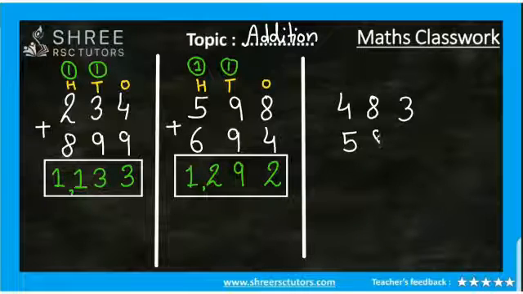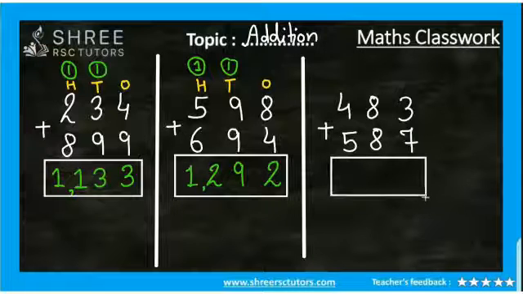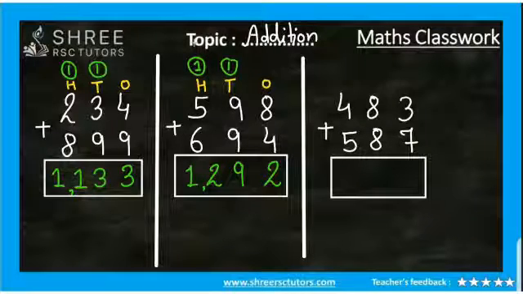Our next question is 483 and 587. Let's try to add this question. 483 and 587. Now, can you please tell me what will be the ones, tens and hundreds digits over here? Can I write ones is this, tens place is this, and hundreds place is this? Am I correct? Is that okay? Now let's start the addition. Always remember we start our addition from the ones place.